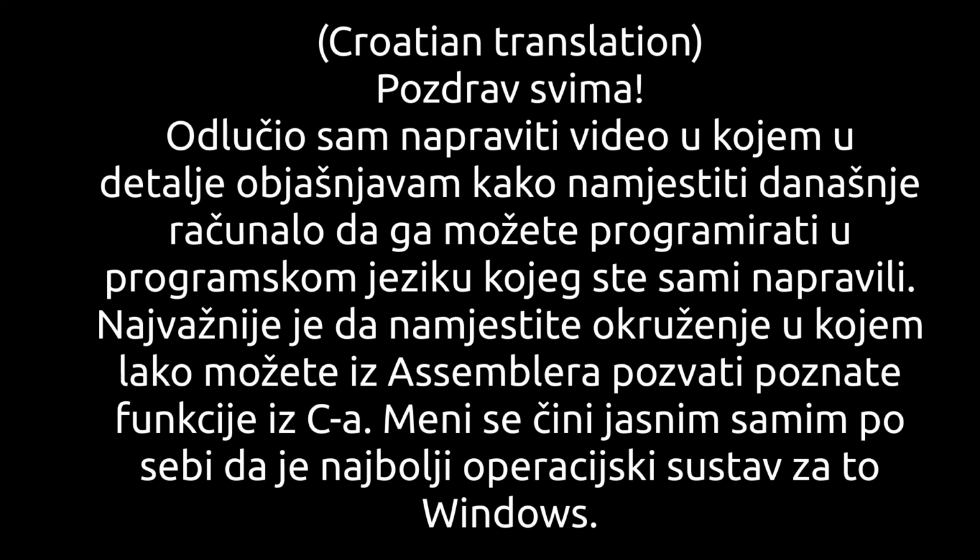Hey guys, so I've decided I'll try to make an easy to follow tutorial on how to set up your computer to be able to program in your own simple low level programming language. I think the most important thing here is to do it on an operating system on which it's as easy as possible to call the familiar C library functions from assembly. And to me it seems like the best operating system in that regard is Windows.